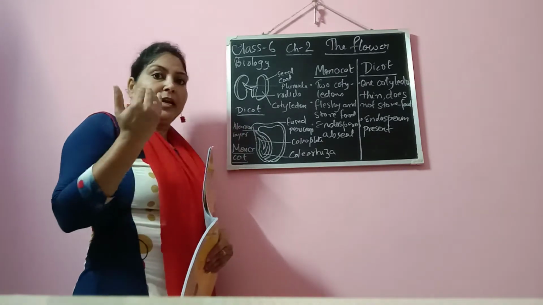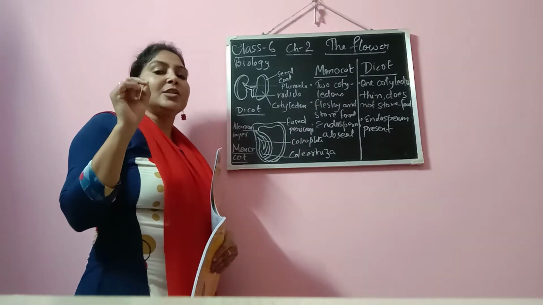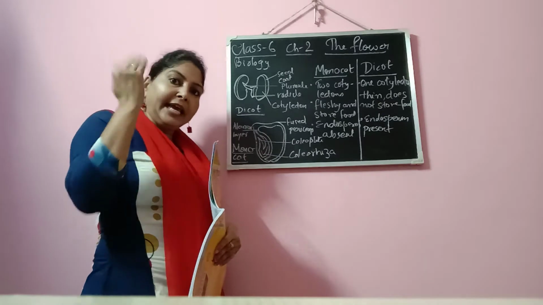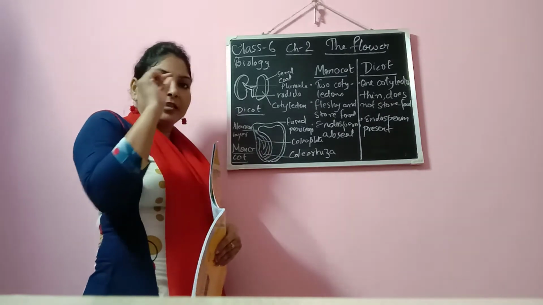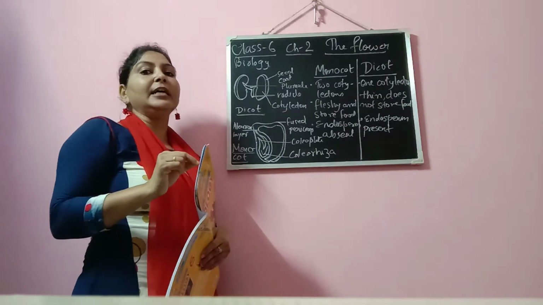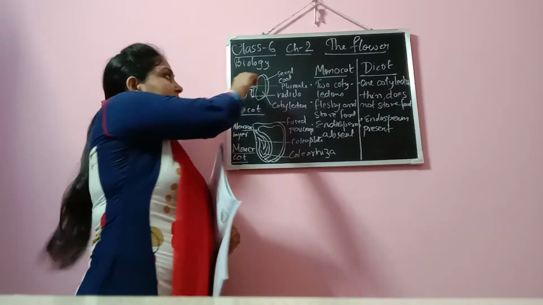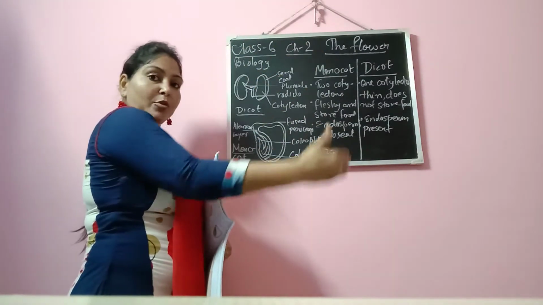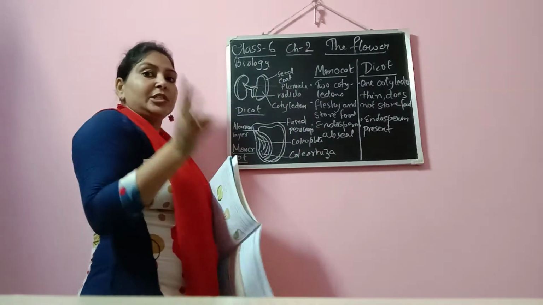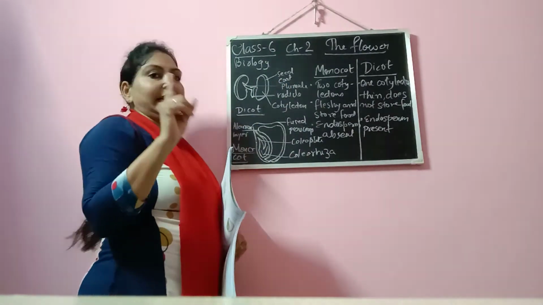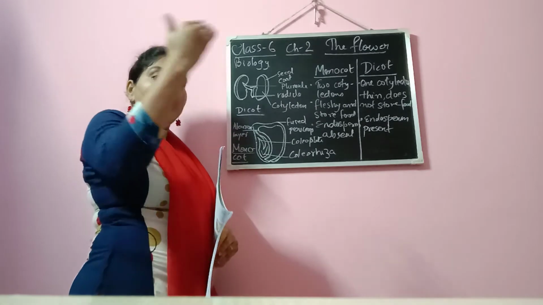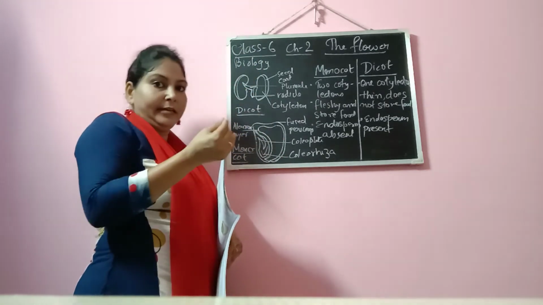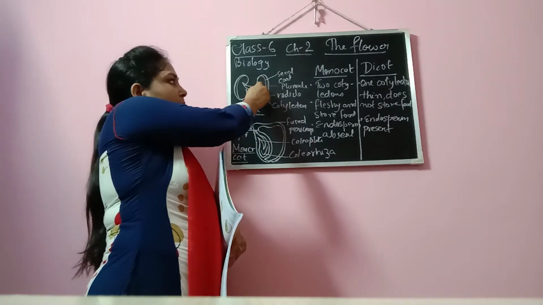The outer layer, the thick one, is called the testa, T-E-S-T-A, and the inner layer, the thin layer, is called the tegmen. Okay, so you can see here, the outermost layer is the seed coat, which is made up of two layers, that is testa and tegmen. Testa is the outer layer and tegmen is the inner layer, which is thin. Okay, then we come to the next part.